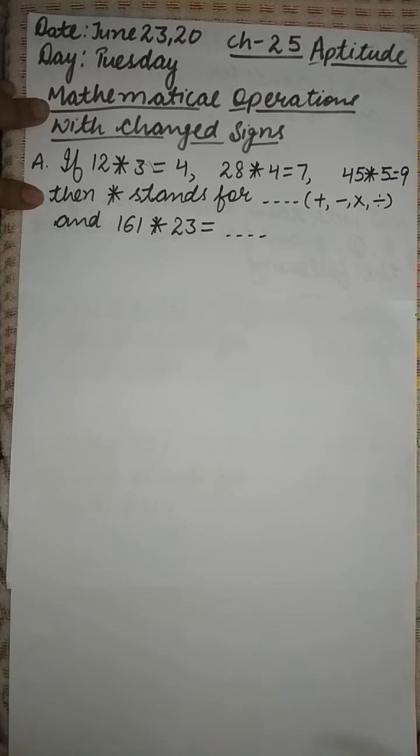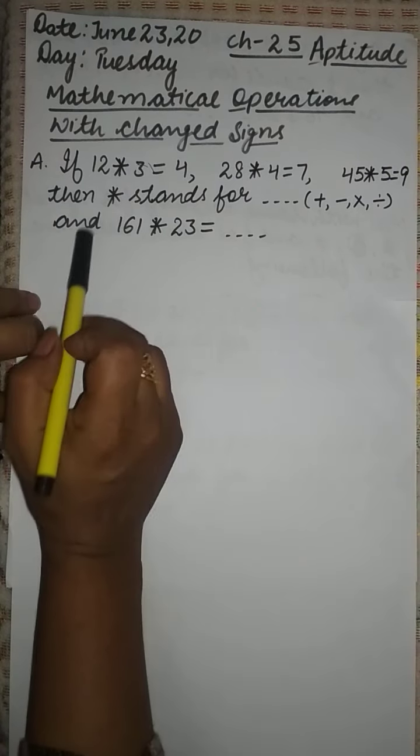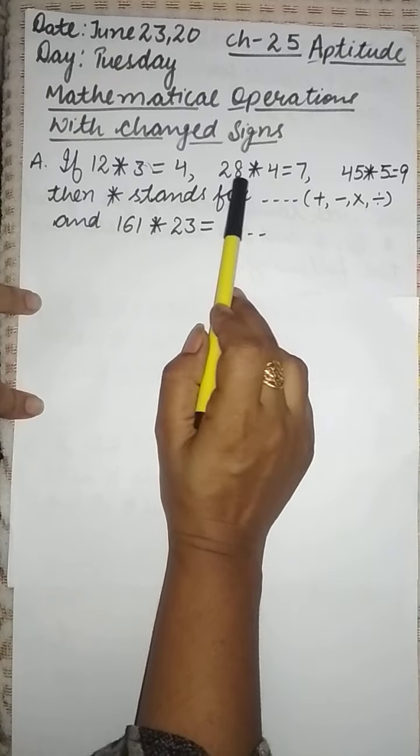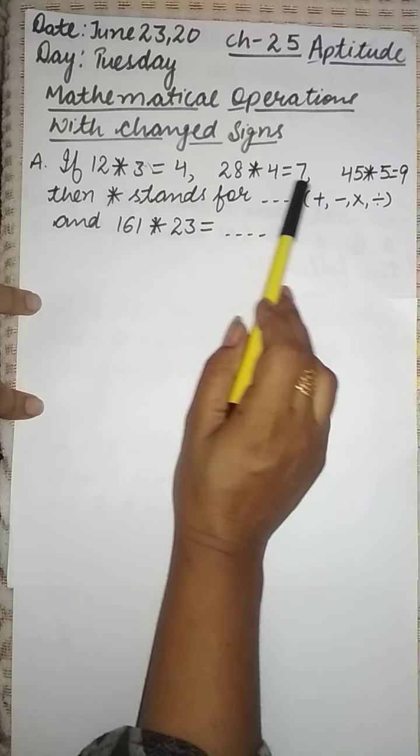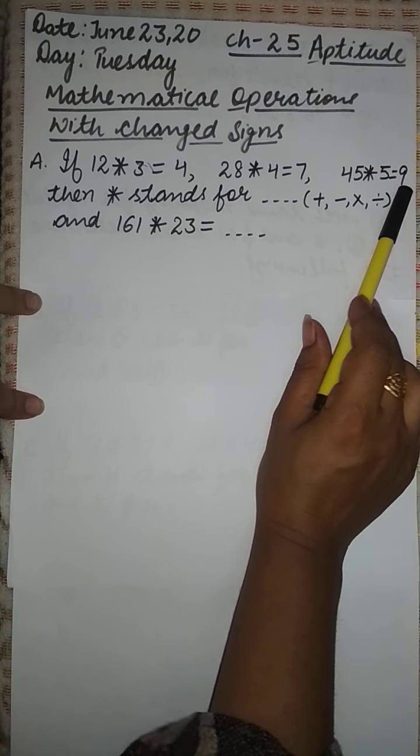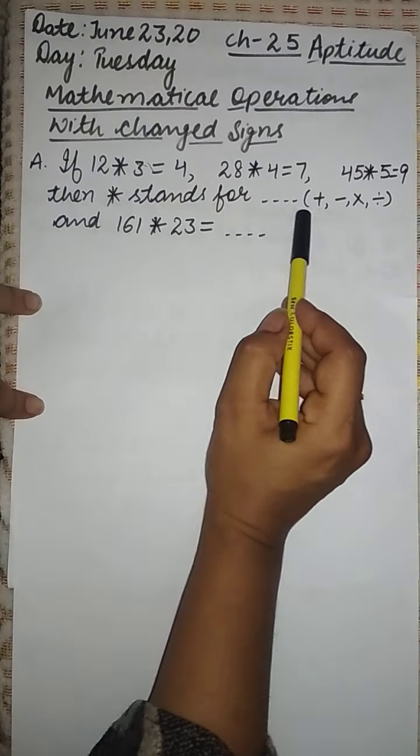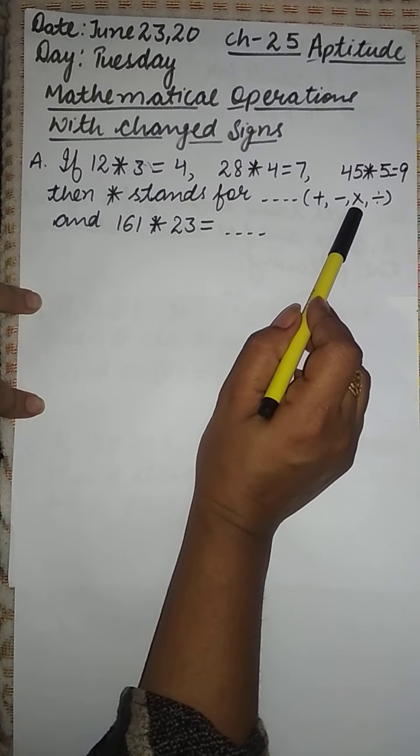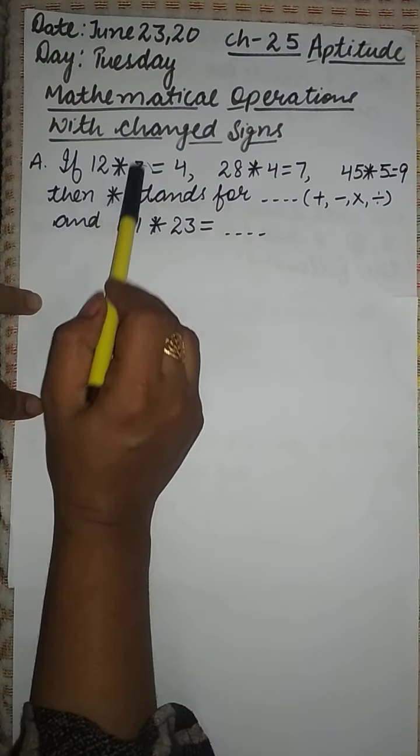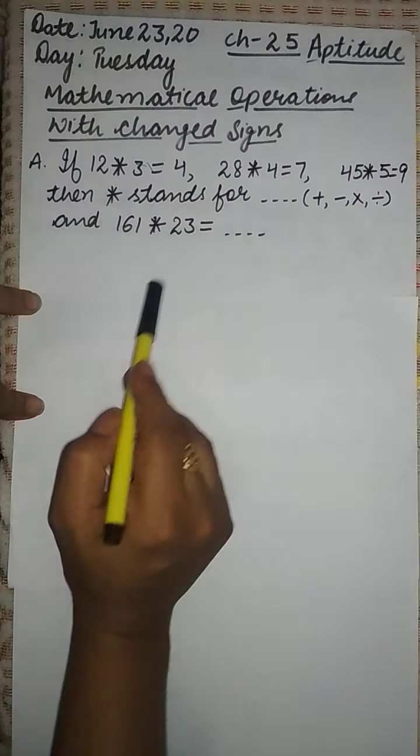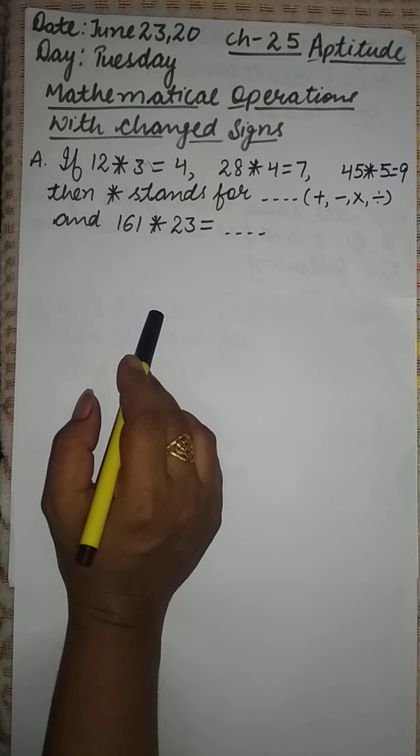The very first part is, if 12 star 3 is equal to 4, 28 star 4 is equal to 7, 45 star 5 is equal to 9, then star stands for which mathematical operation? Addition, subtraction, multiplication or division? In this way, some symbols will be used to represent the mathematical operation, and we have to identify what kind of operation is used here.